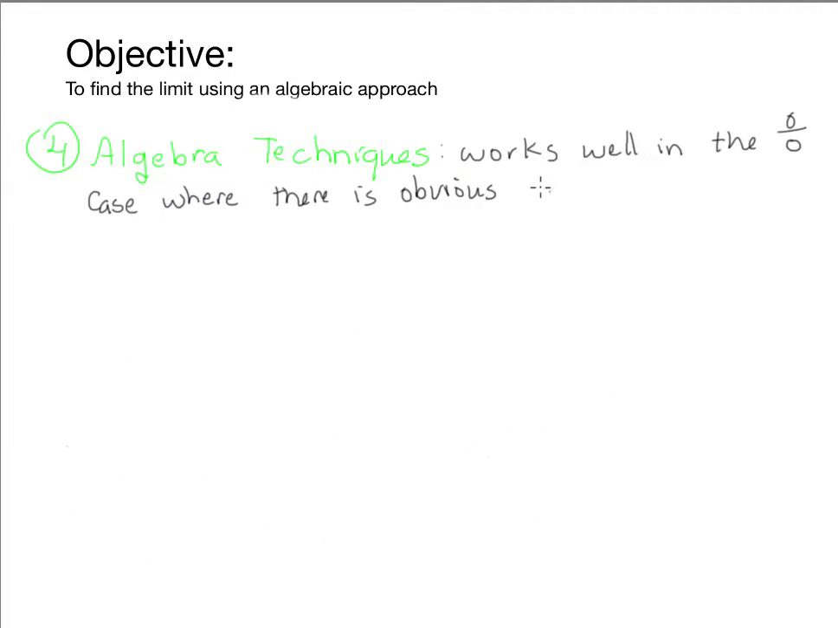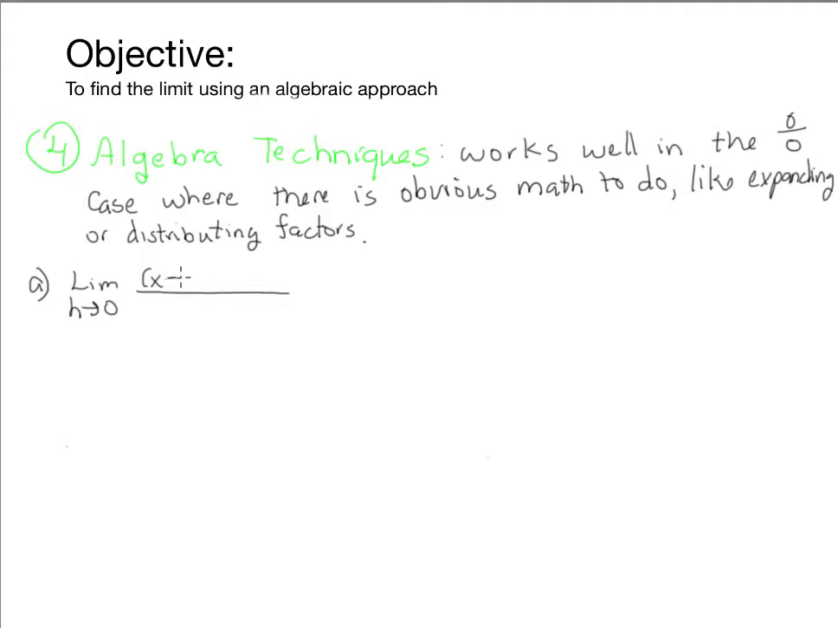The fourth method of algebraically evaluating limits is called the algebraic techniques method. Again, we're going to use this if we try direct substitution and we end up with that indeterminate form of 0 over 0. But I look at the problem and it's obvious that I need to do some sort of expanding or some sort of distributive property so that I can simplify the expression algebraically. And that's what I'm going to need to do.